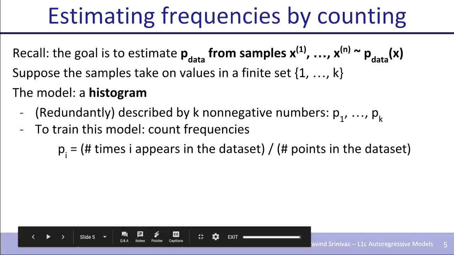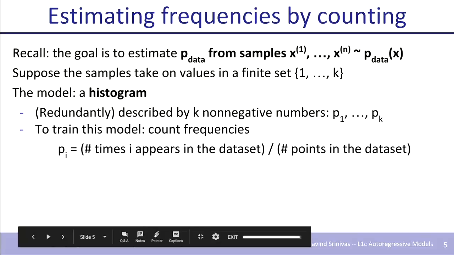If you know that the values are 1 through k, and say k is something reasonable, like 10, what's a model for this? Well, a model for this is just a histogram. Remember that a likelihood-based generative model is a function that takes in a data point and spits out the probability. The domain of this function is the set 1 through k, and the range is real numbers. So you might as well just describe this function with k real numbers. So this is a histogram.